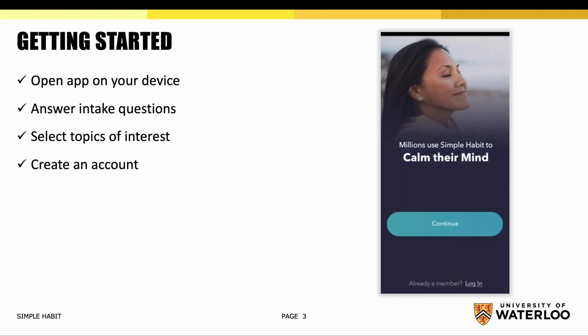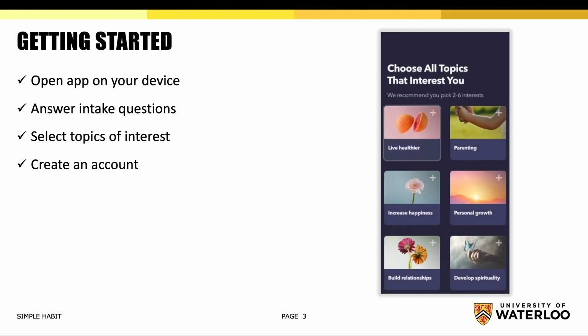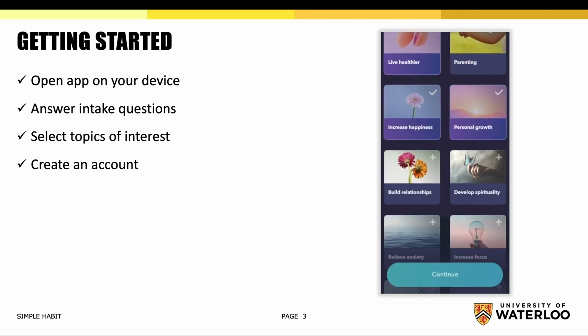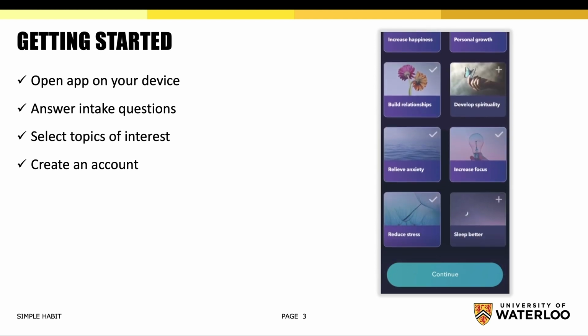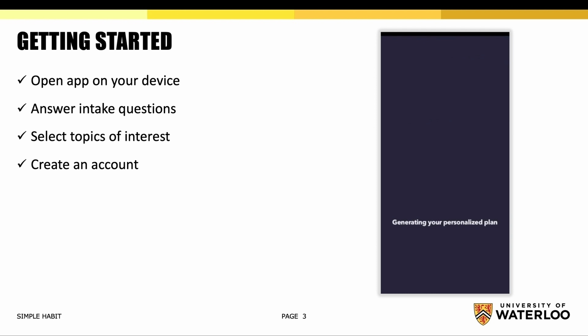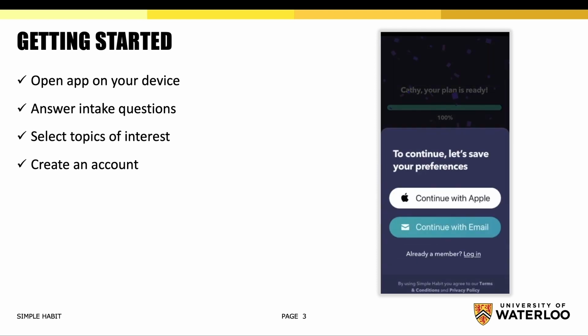Once downloaded, open the app on your device. You will then be prompted to answer a set of intake questions. Once this is completed, select some topics of interest to help the app generate a personalized plan. You can then proceed to create an account using Apple, Google, or an email address.